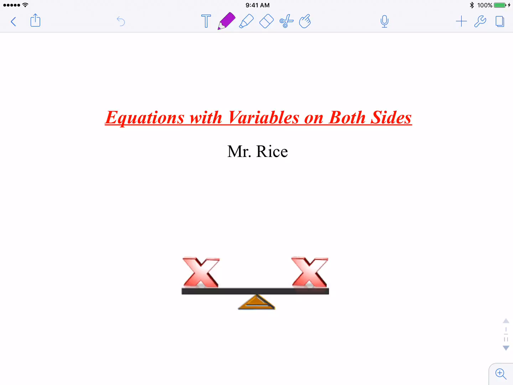Hello everyone. As part of today's video, we're going to take a look at equations with variables on both sides. So the first thing we're going to go over today is exactly what to do throughout the course of this video.